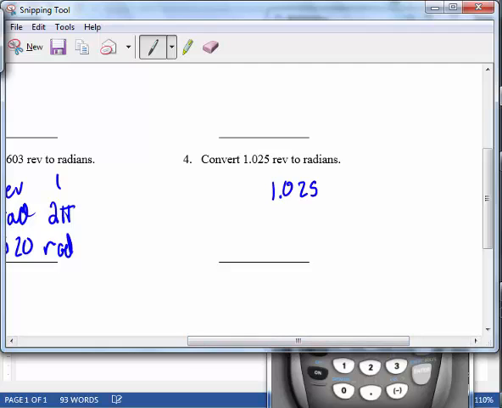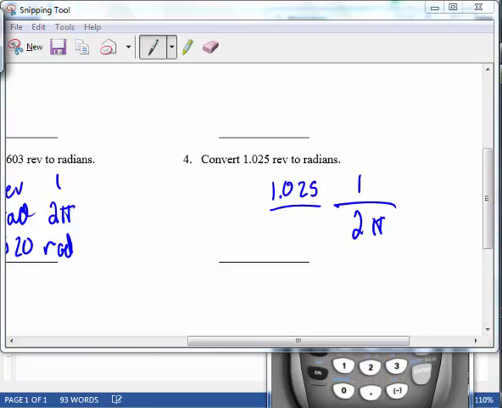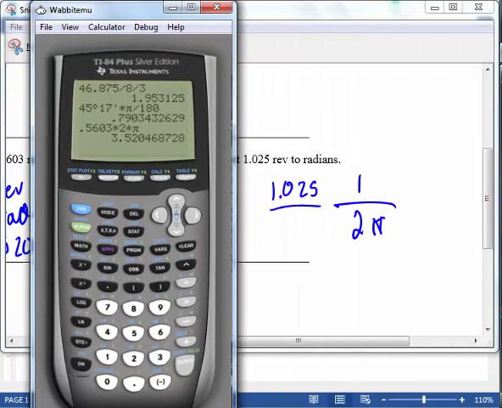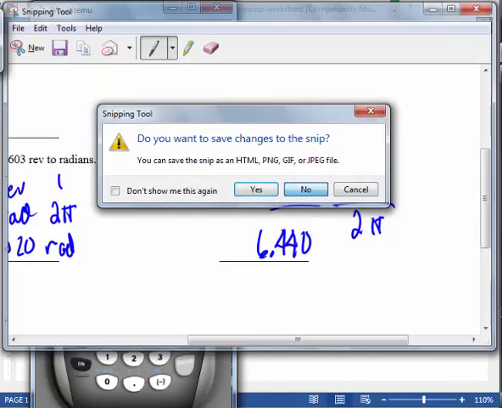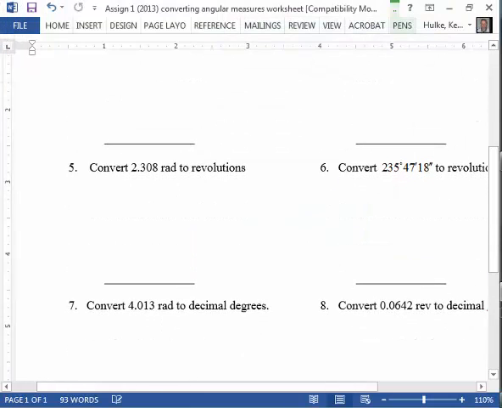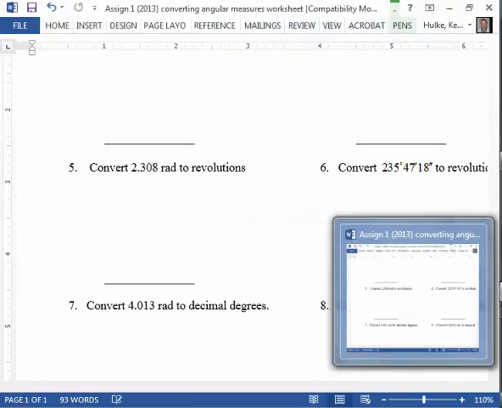1.025 revolutions, so times 2 pi. So on our calculator, 1.025 times 2 times pi, and since 2 pi is a little bit more than 6, 6.440 makes sense as the size in revolutions.